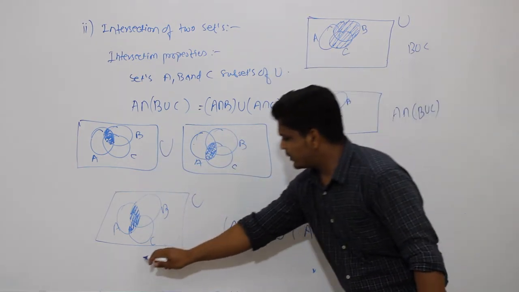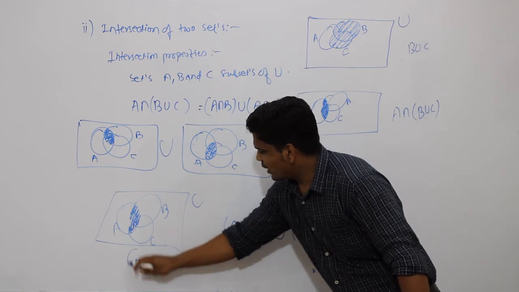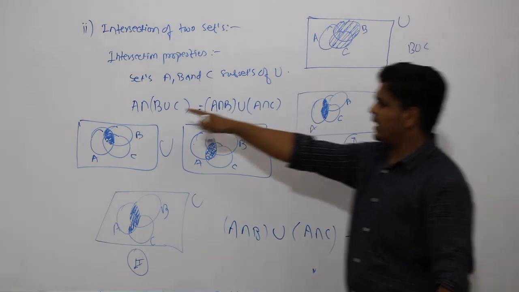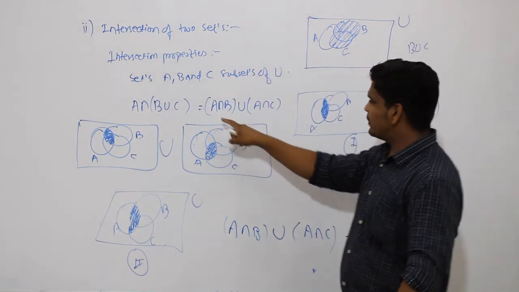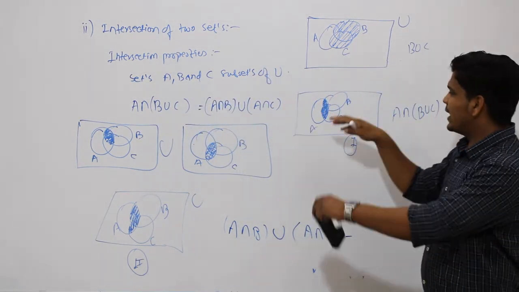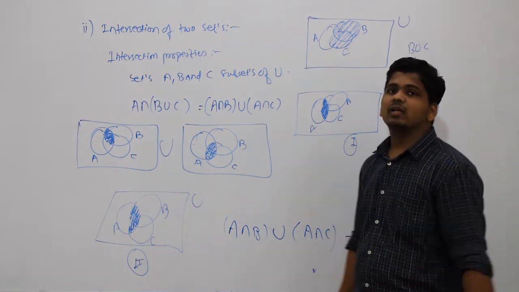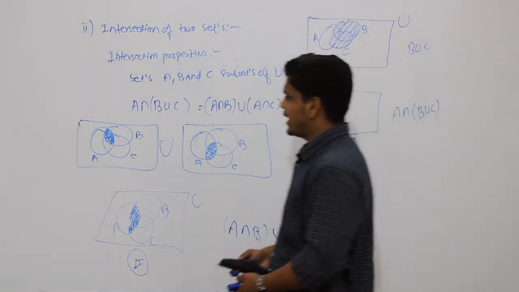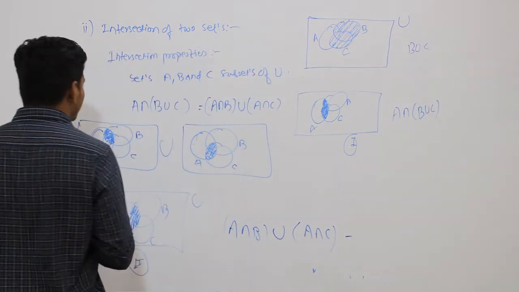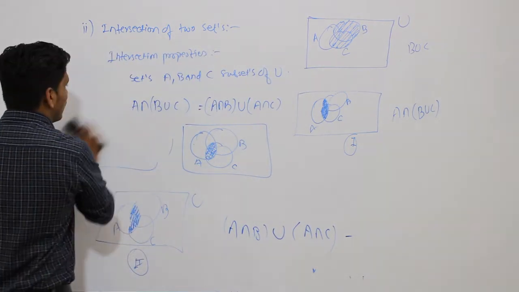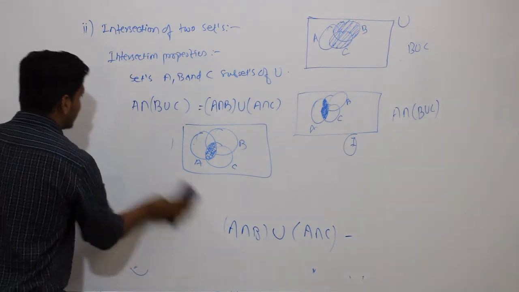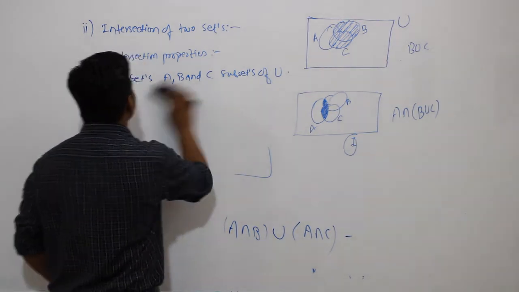Look at here. This figure 2 and figure 1 are the same. Means your A intersection (B union C) is nothing but (A intersection B) union (A intersection C). This is nothing but the distributive law of intersection that we have proved by Venn diagram. Now next, we will discuss some other properties of intersection. We will see them quickly.